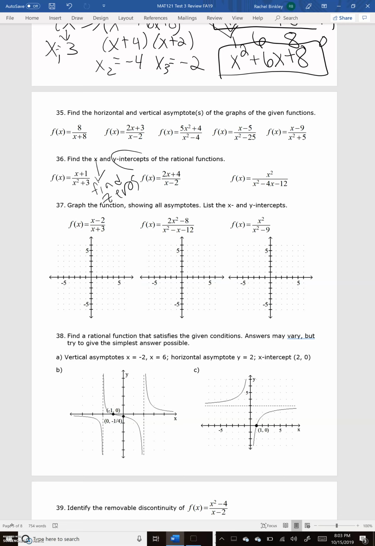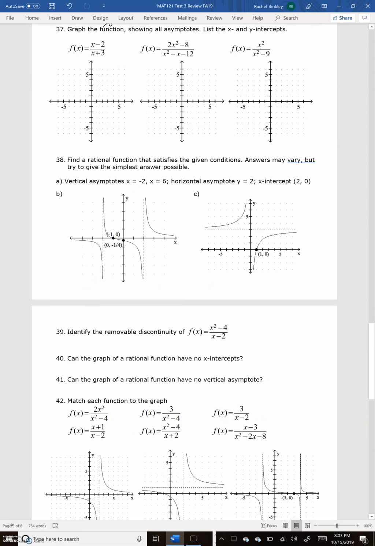For the y-intercept, all you have to do is make x 0, right? For x-intercepts the y is 0, for y-intercepts the x is 0. But we can go over one before the test later if you want. Oh, that means we're really almost done.